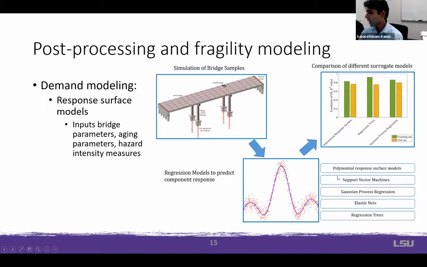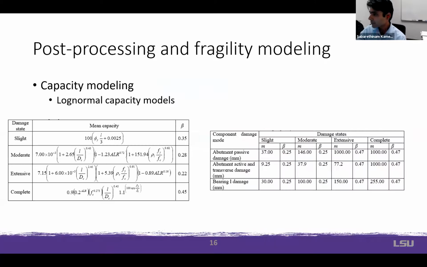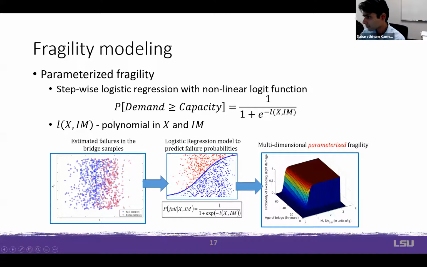We do try different types of surrogate models, for example, response surfaces, support vector machines, and regression trees, but we finally stick to polynomial response surfaces because they perform really well for us. In this research, the capacity models that I have used are log normal capacity models. For example, here I'm showing the capacity models for columns in terms of their drift ratios. And here we have different capacity models for abutments and bearings and other components.